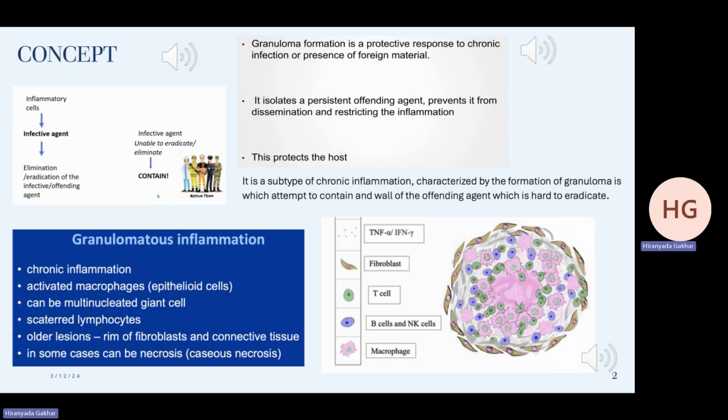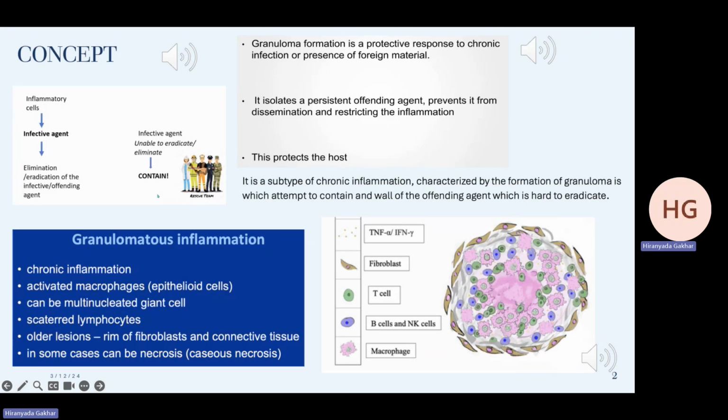Now, when the body is incapable of doing so, or when the infective agent is preventing the body from performing a proper elimination and eradication of this agent, then our body tries to contain that infective agent. And for that, we need a separate process. That separate process is what we'll talk about, and that is granulomatous inflammation. So we're not eradicating or removing it, we are just cordoning it off from the body or from that particular region where it is causing the problem.